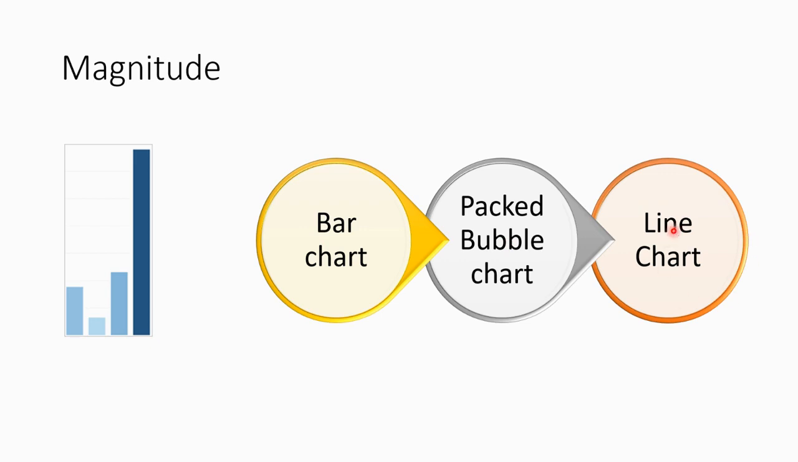What types of questions can the magnitude chart answer? Which of these dimension members has the highest measure? Are there any exceptional dimensions? And how large of a gap is there between the lowest and the highest measures between these dimensions?